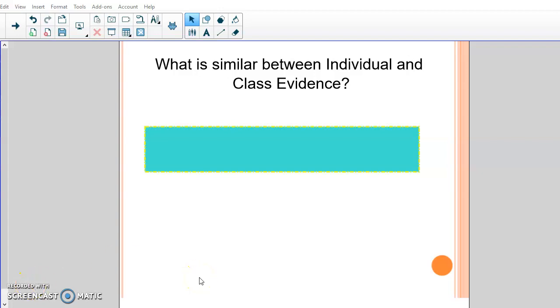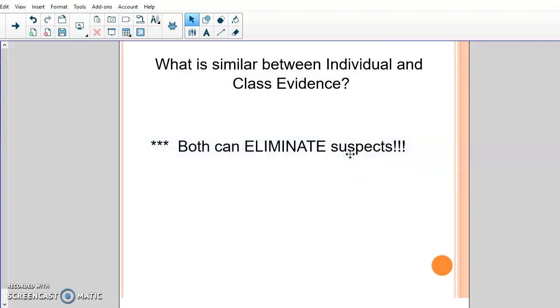So now that we've gone through some of the different examples of individual versus class evidence, we said individual evidence has to have something to match it back to. Class evidence is evidence that you can put into a group or a category. The similarity between both of them is that they both can eliminate suspects. This is an important part of individual versus class evidence. They're both used to eliminate suspects.